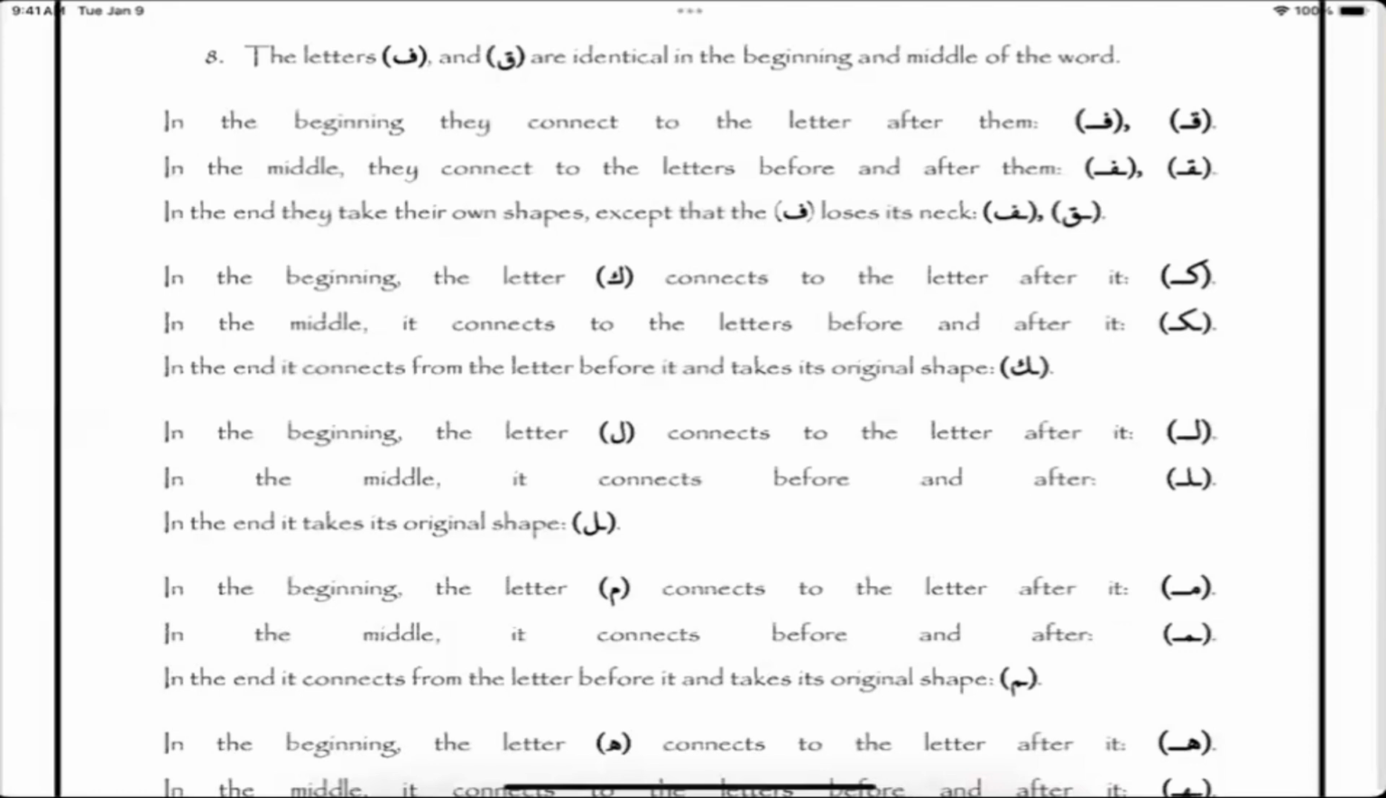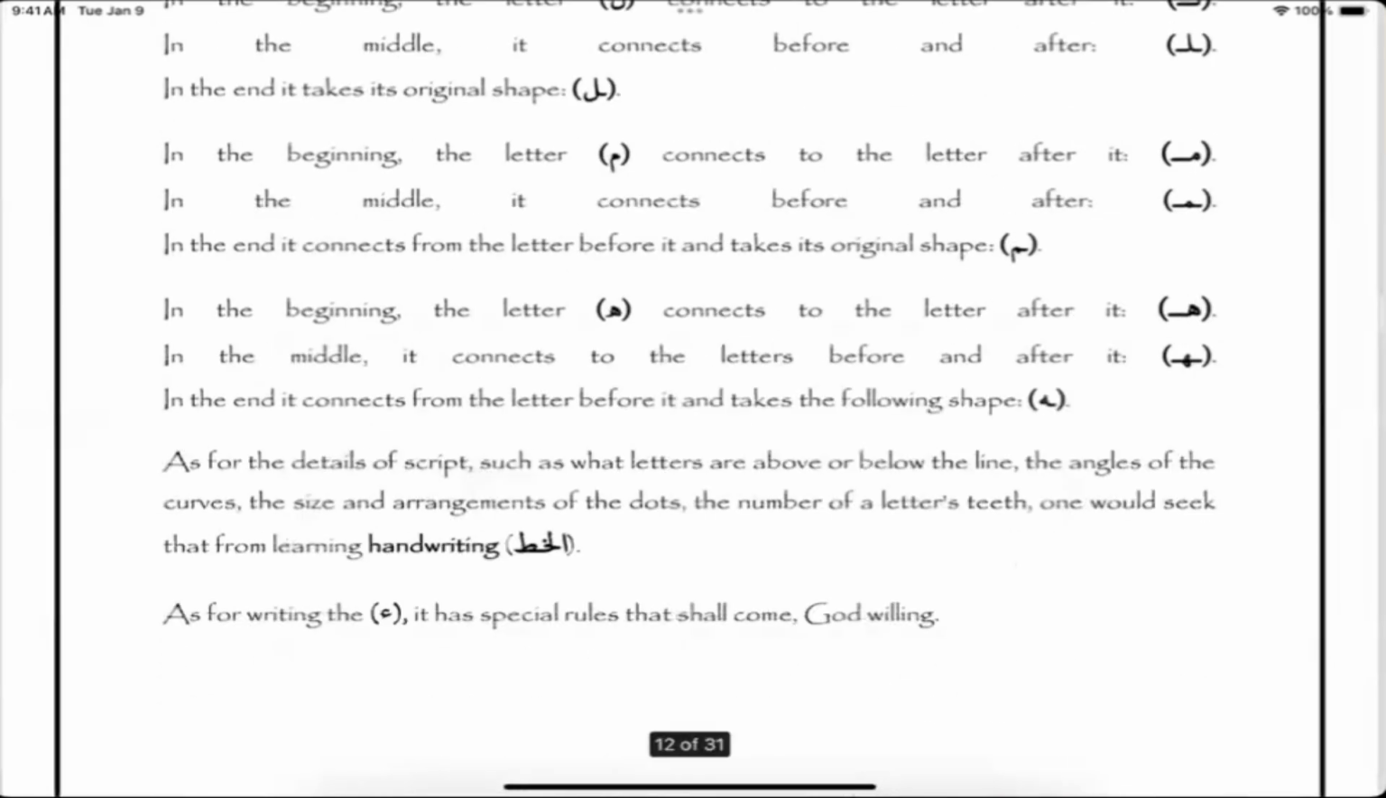And then at the end of the word, it takes its own original shape, connecting from the letter before it. In the beginning, the letter lam connects to the letter after it. In the middle, it connects to what's before it and after it. And in the end, it takes its original shape. And same thing for meem. It connects to the letter after it in the beginning, connects to what's before it and after it in the middle, and connects to what's before it at the end, and then takes its own shape.